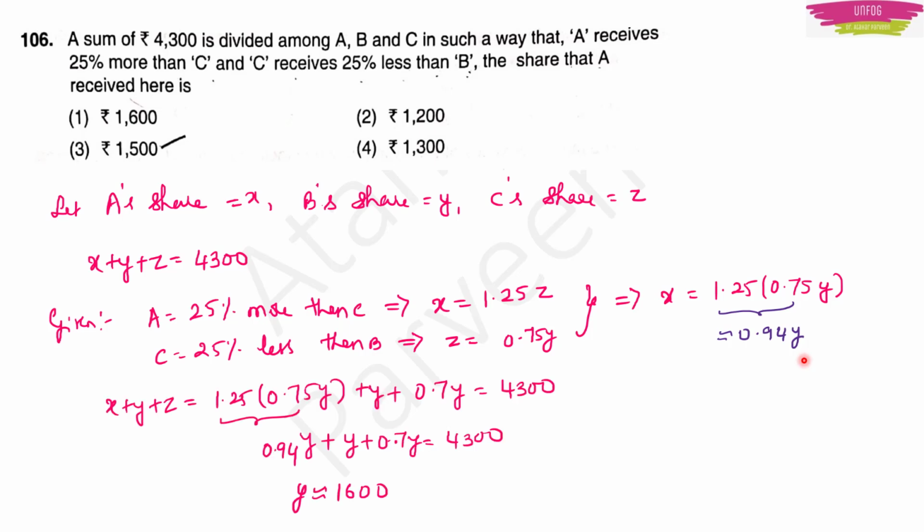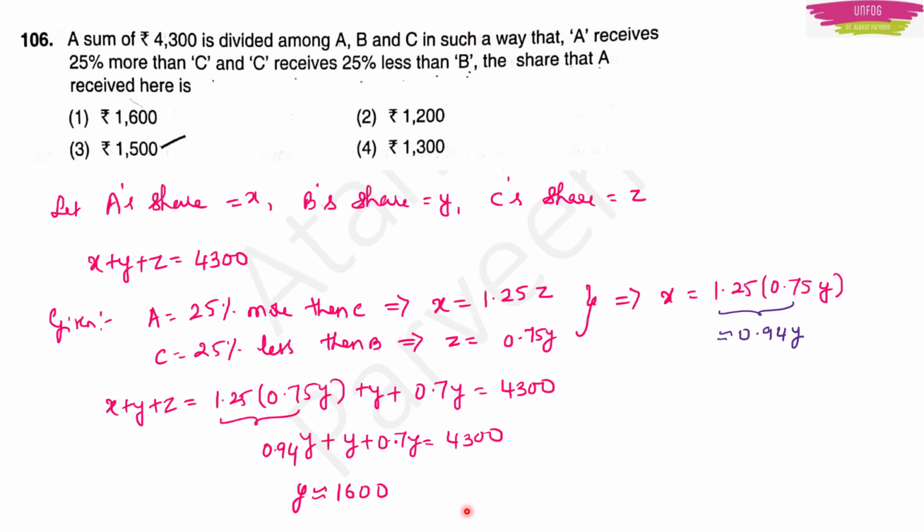Okay. Then what I have to do? I will have to just substitute things. In place of X, I write this 0.94 Y. Y as it is. 0.75 Y. Correct? So I will get 4,300. Okay. Actually it is 0.75 Y. It is not 7 Y. It is 0.75 Y. So once I write 0.75 Y here and 0.94 Y and simplify, I will get Y approximately 1600.